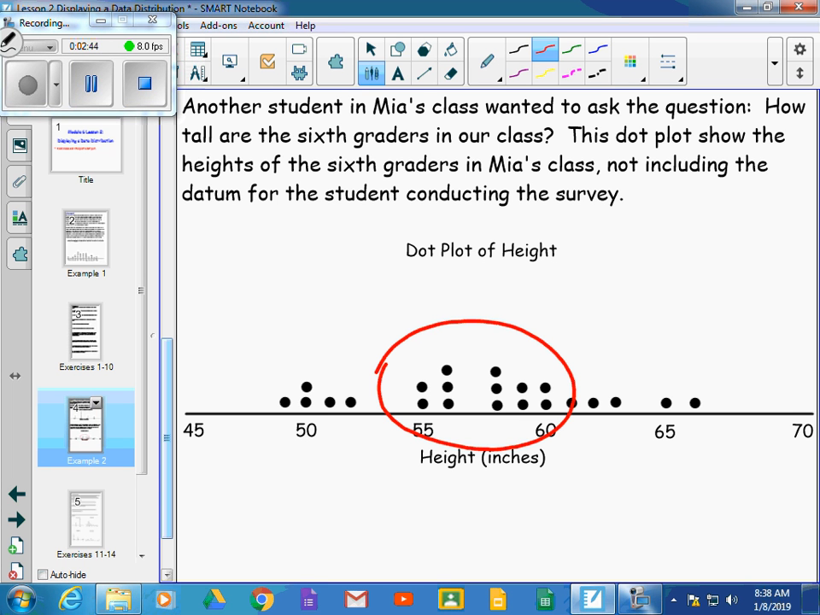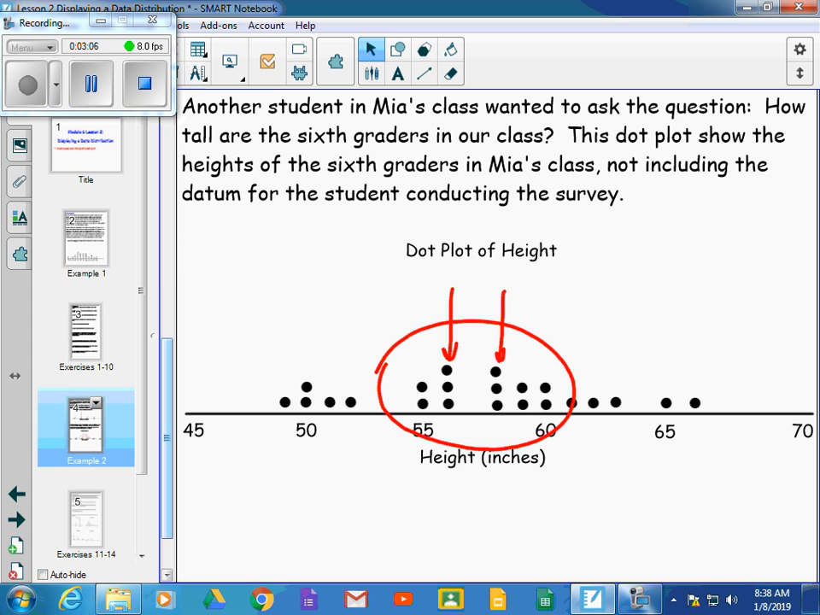We can also count how many students took part in this survey by simply counting all the dots. And we can even see what is the largest amount of students in heights. This stack and this stack. So we might say 56 and 58 inches is the most common height for the students.